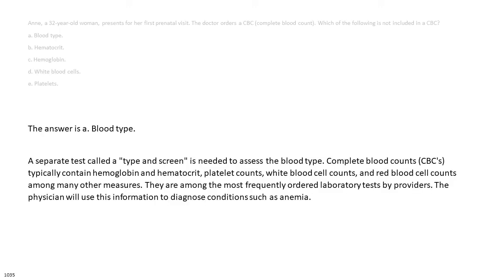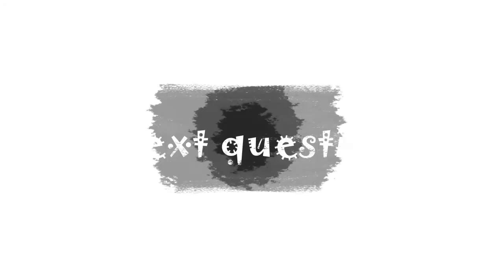The answer is A. Blood type. A separate test called a type and screen is needed to assess the blood type. Complete blood counts, CBCs, typically contain hemoglobin and hematocrit, platelet counts, white blood cell counts, and red blood cell counts among many other measures. They are among the most frequently ordered laboratory tests by providers. The physician will use this information to diagnose conditions such as anemia.